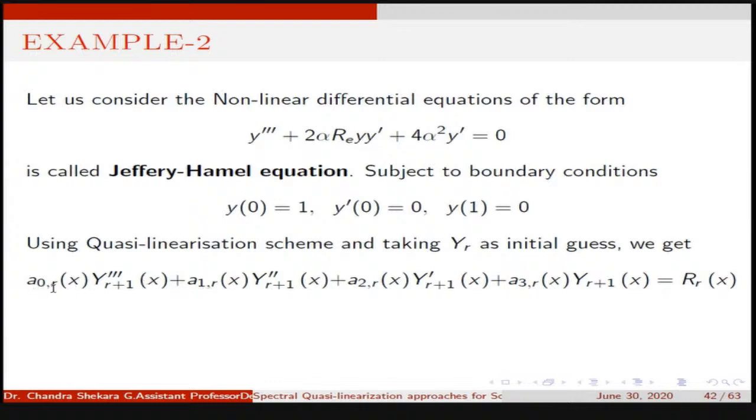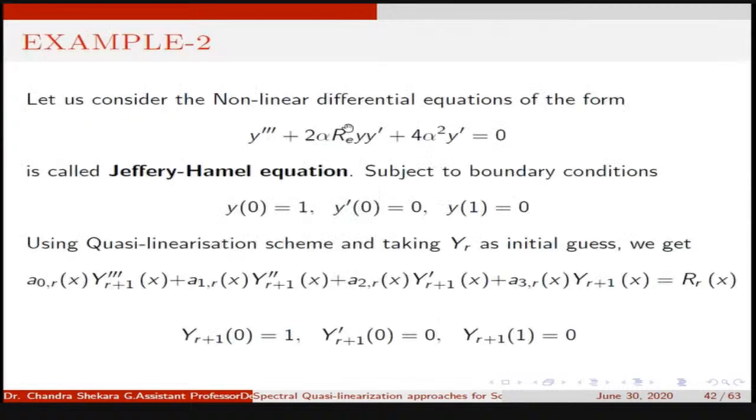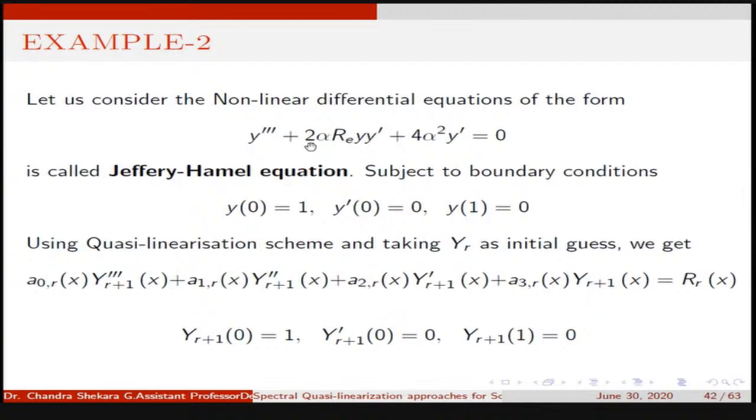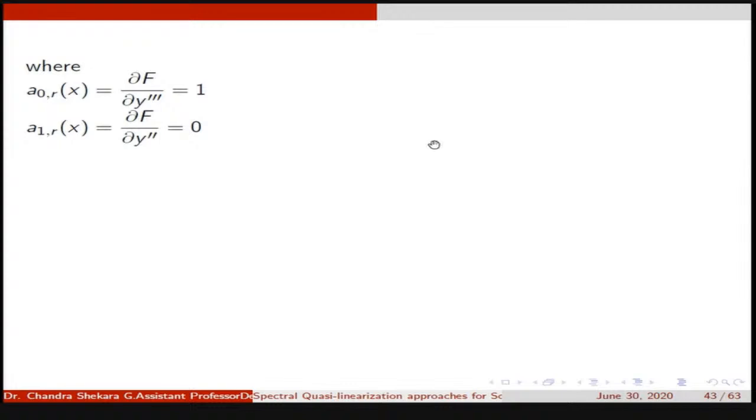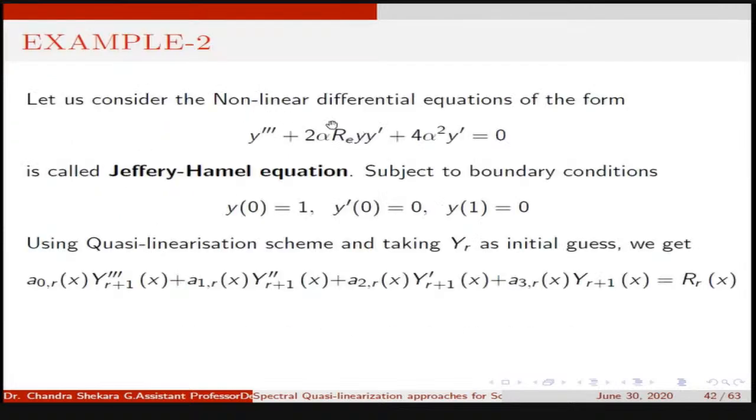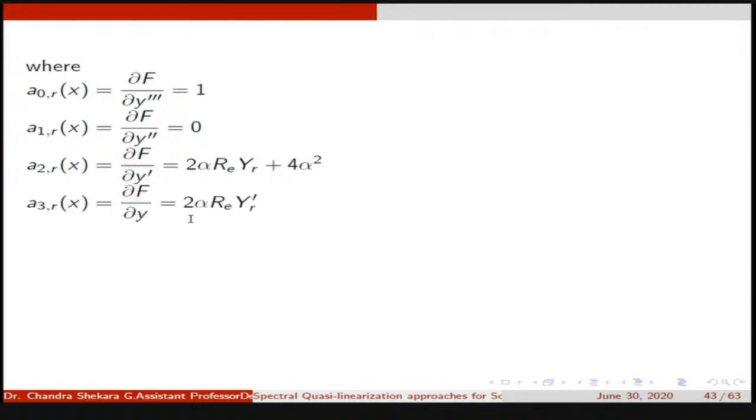Now how to find a_0r? a_0r is the derivative of this nonlinear operator with respect to y triple dash, which is just 1. a_1r is the derivative of f with respect to y double dash. There is no y double dash term in this equation, therefore that is equal to 0. a_2r is the derivative of f with respect to y dash. We have the y dash term here with coefficient 2 alpha Re y, and here also y dash, so 4 alpha square. So that is your partial f by partial y dash. Then a_3r is the derivative of f with respect to y, which gives 2 alpha Re y dash. So these are the coefficients of that expression.